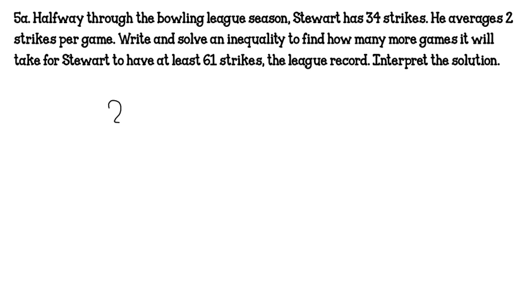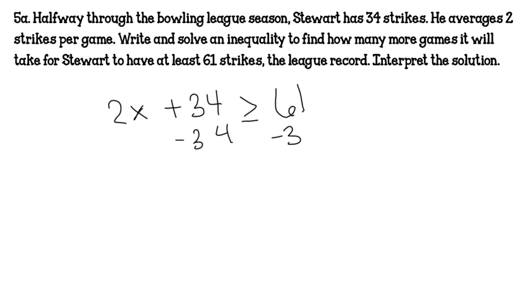Okay, so Stuart averages 2 strikes per game. So we're going to do 2 times the number of games that we think he should play, which is x, because we don't really know how many games we think he should play yet. And then we add on the 34, because that's what he already has. And we are trying to get at least, so greater than or equal to 61. So then we subtract 34 from both sides. We have 2x is greater than or equal to 27.